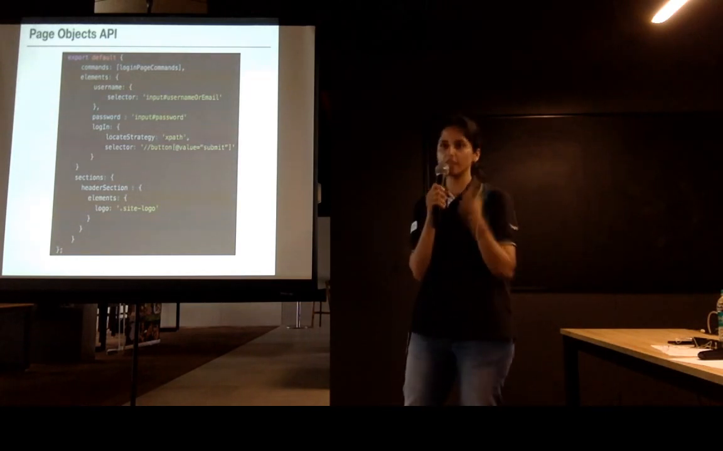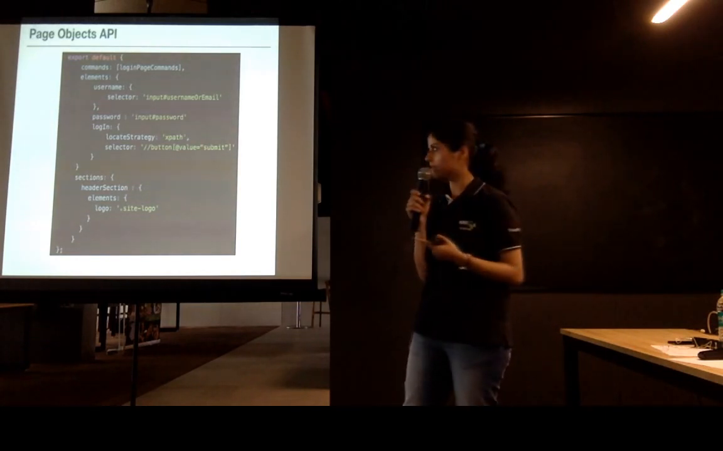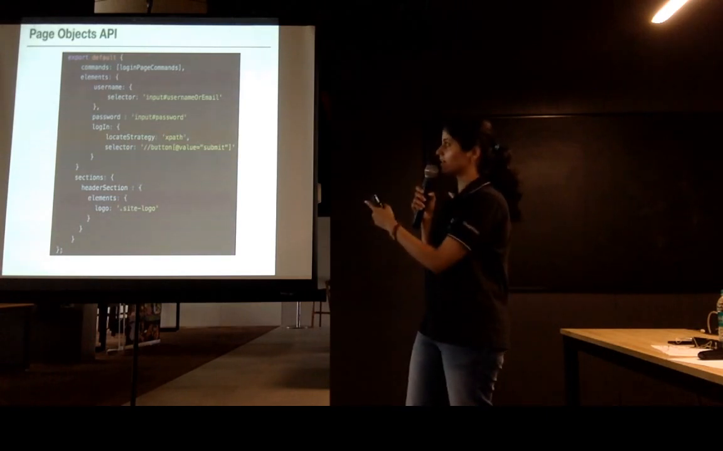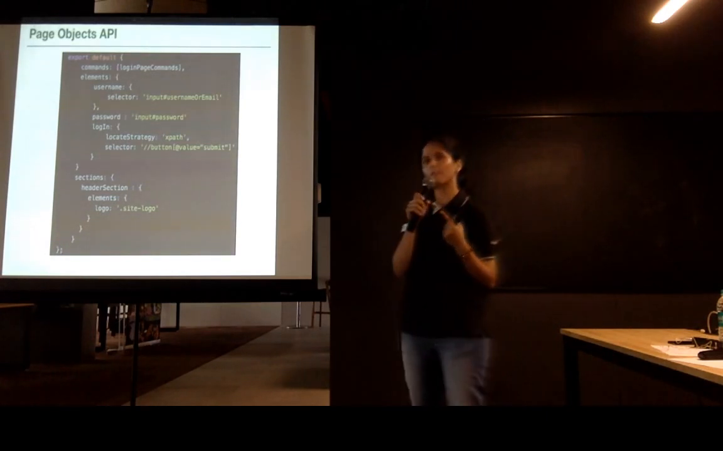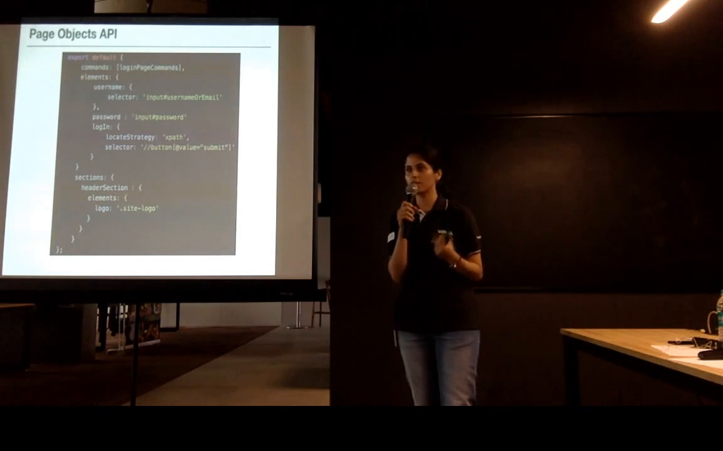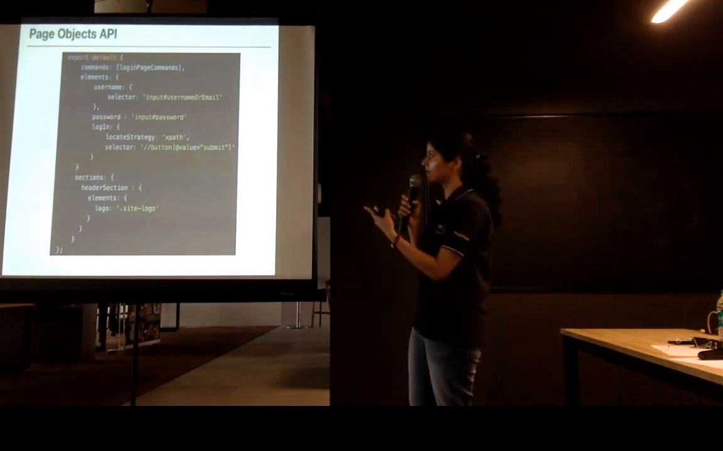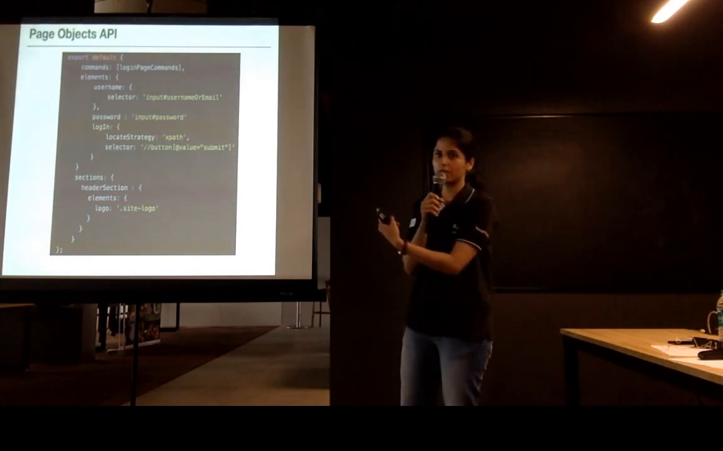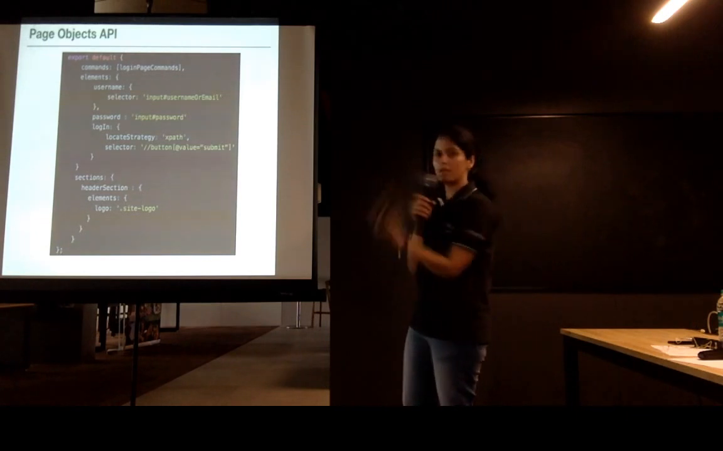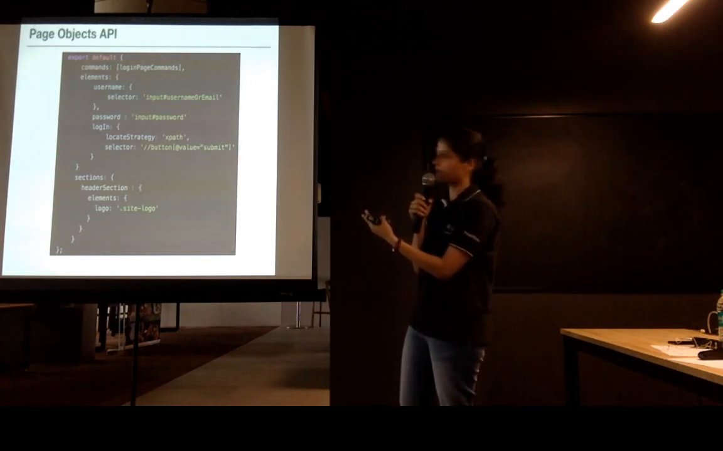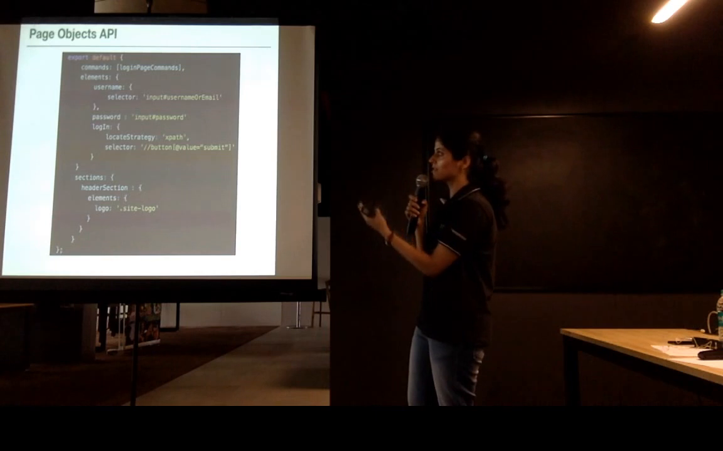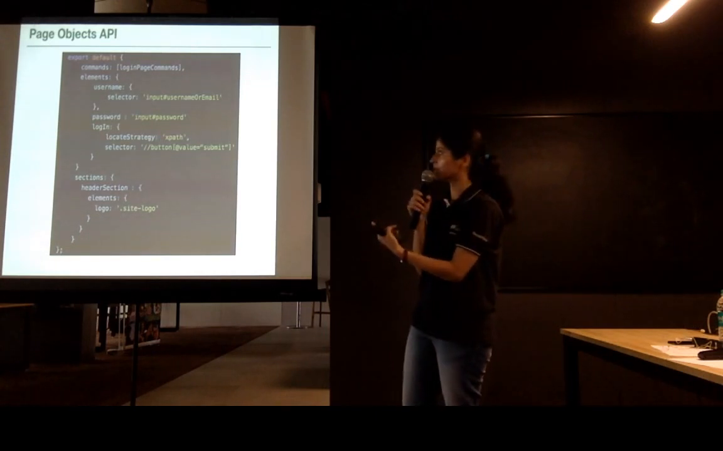If you want to use XPath by any chance inside your element, there is a way to provide a locate strategy of XPath, because Nightwatch uses CSS selector as the default strategy. You can provide a locate strategy and then provide your selector. So I have a username element, a password element, and a login button. Username and password are using CSS selectors and login is using the XPath selector.